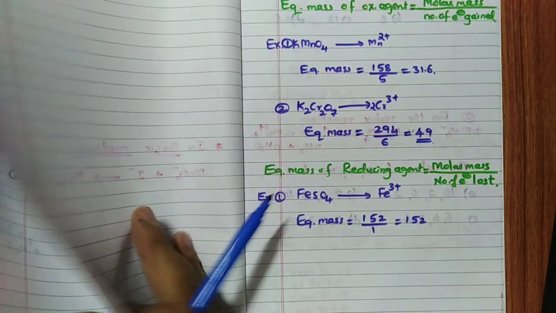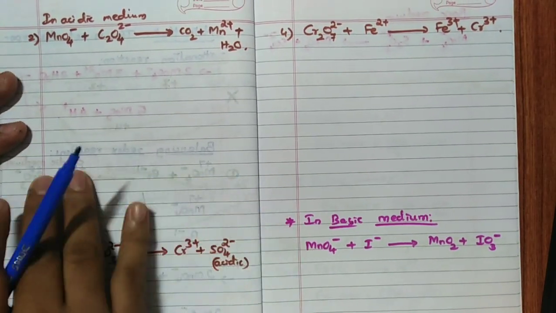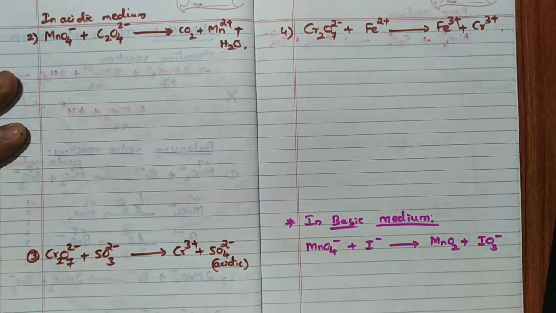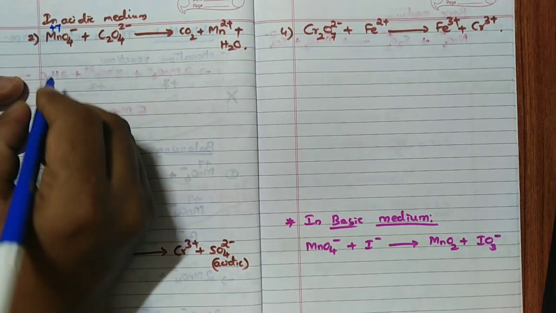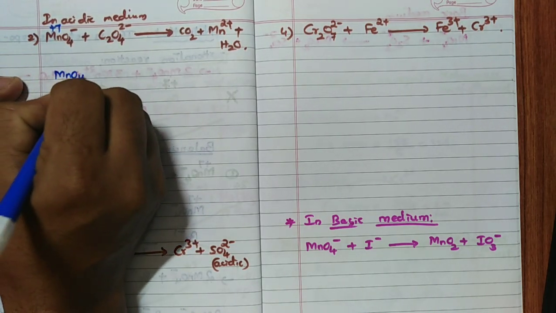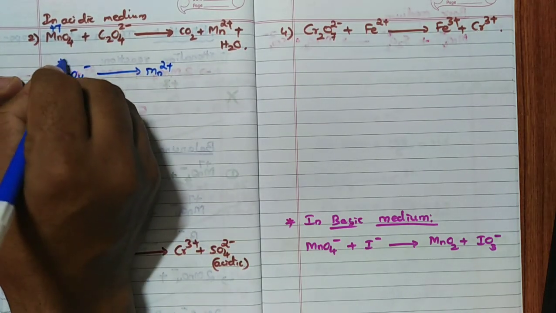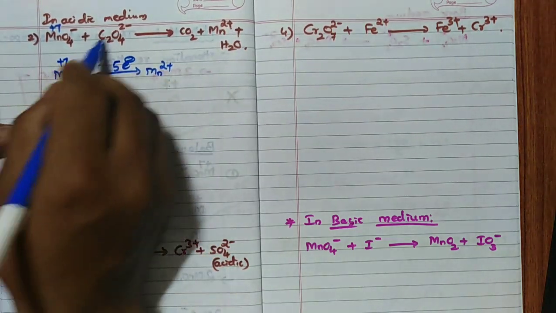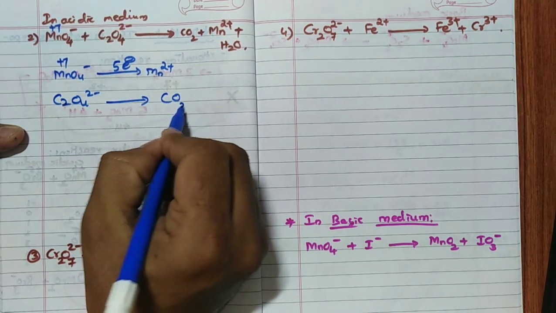I will tell you another example. See, important example. See this. So here, in this particular case, first you see here, what all the oxidation states are there? See, MnO4 minus is plus 7, to Mn2 plus. So plus 7 to plus 2, 5 electron change. Correct? So C2O4 2 minus to 2CO2.